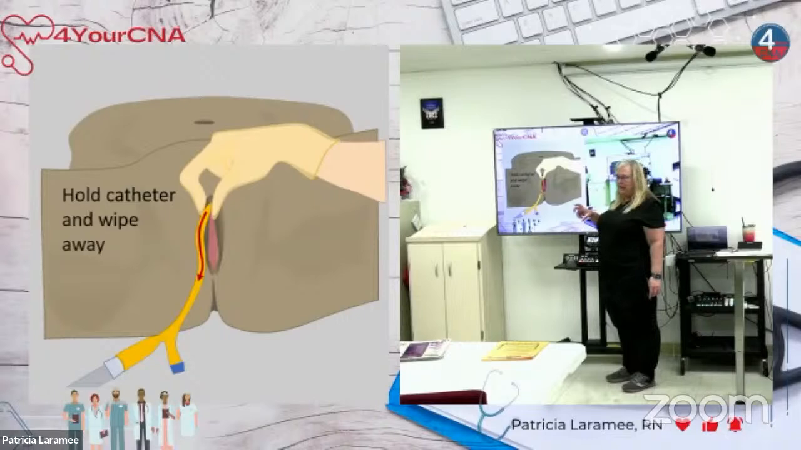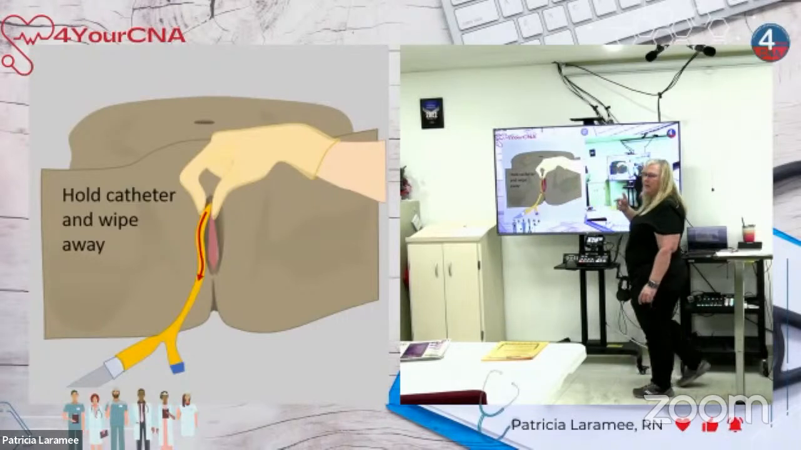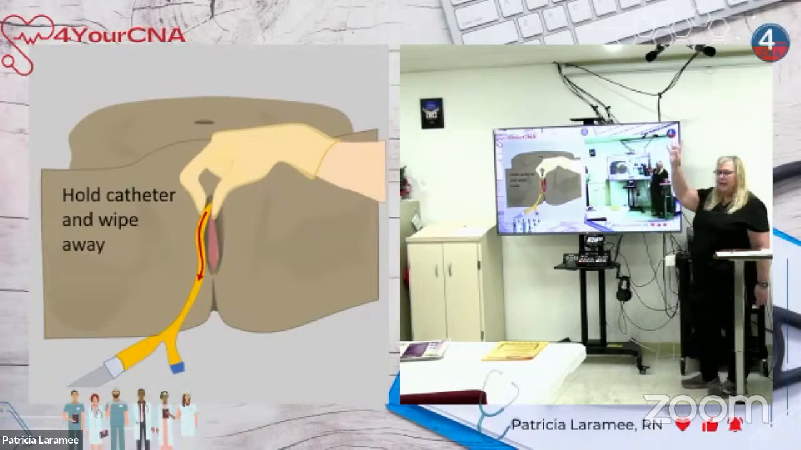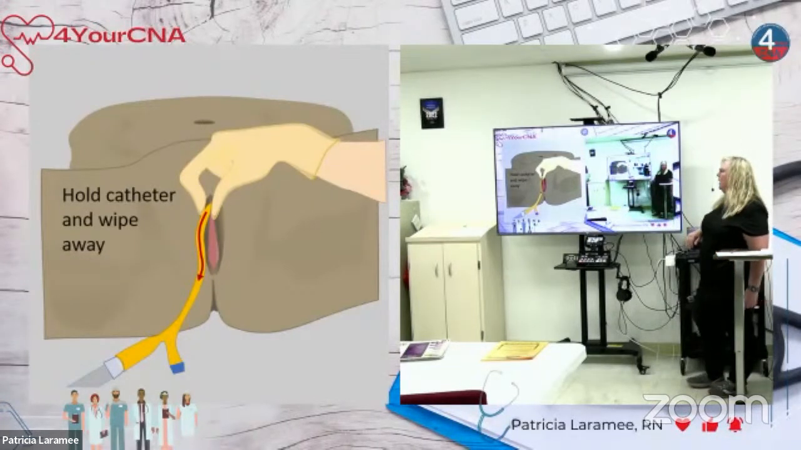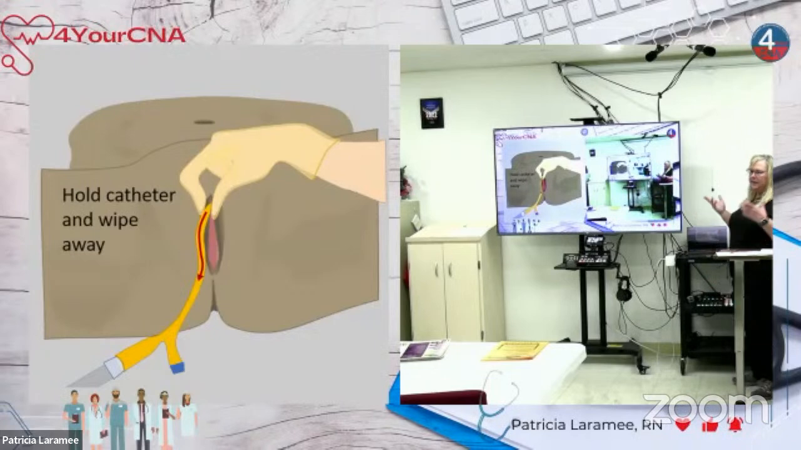Whatever we wash, we rinse. Whatever we rinse, we dry. We're going to do pericare the same way we did pericare. Down the middle, side, side, skin fold, skin fold. And that's catheter care. That's all we do. So we clean the tubing and you clean the peri area. It doesn't matter what you do first. Nobody cares. Long as it gets done.